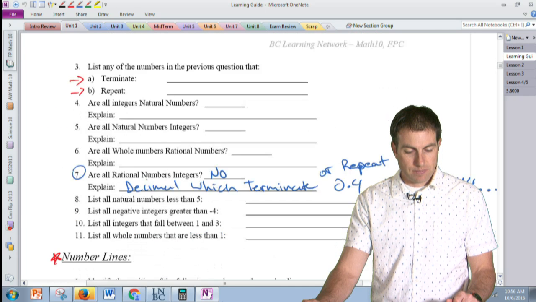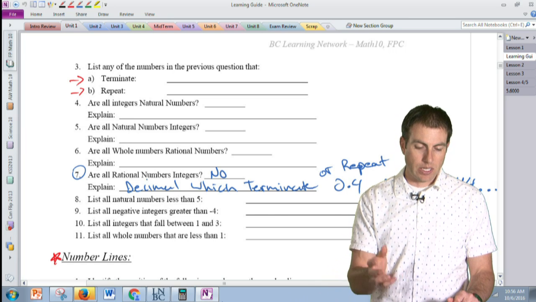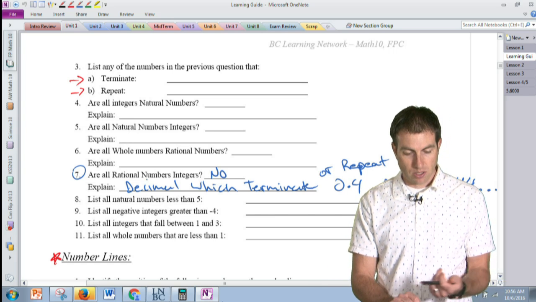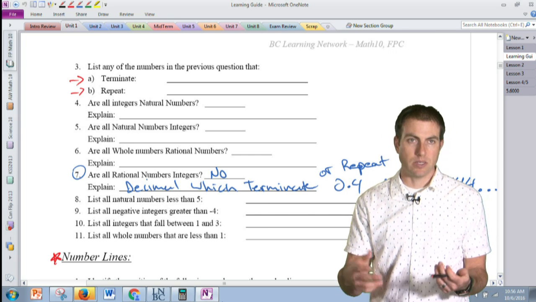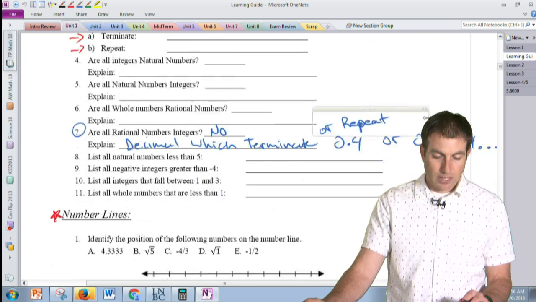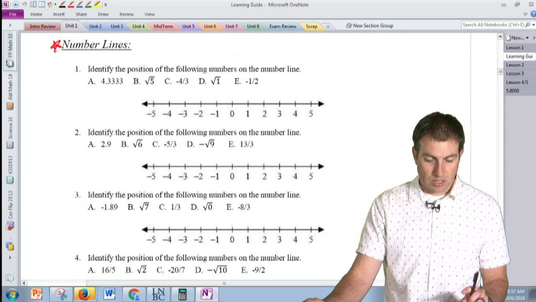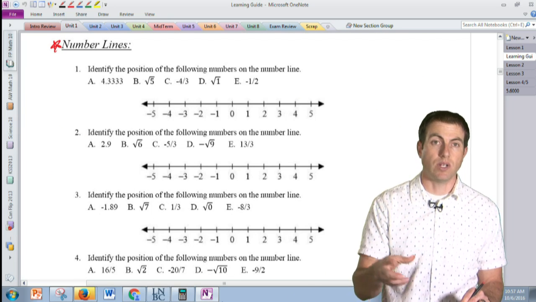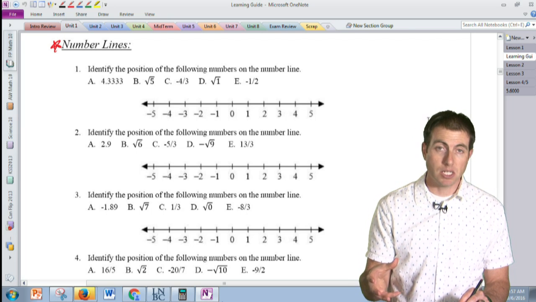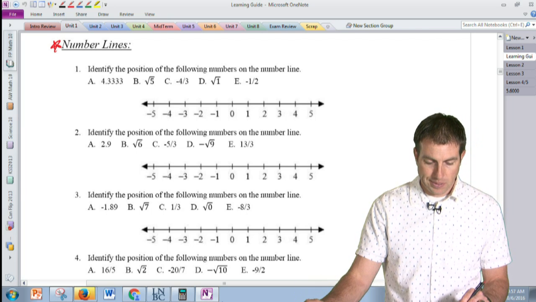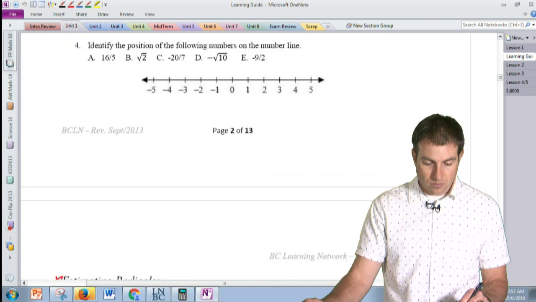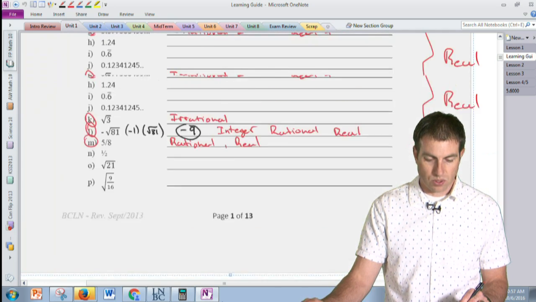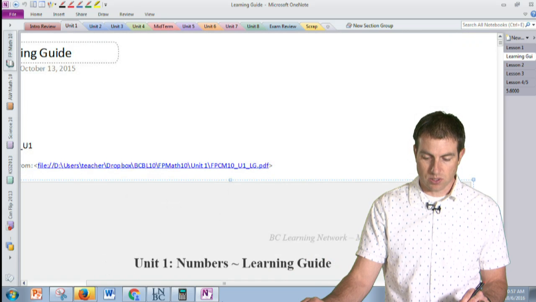And then it kind of gets into listing any of the numbers that terminate, repeat, are all integers, natural numbers, explain, just some questions. And then some number lines, just putting decimals on number lines, or taking the square roots of numbers and figuring out what their approximation is, and putting those on the number line. And that kind of is where we left off. So there's sort of 2 pages of questions for you to do there.